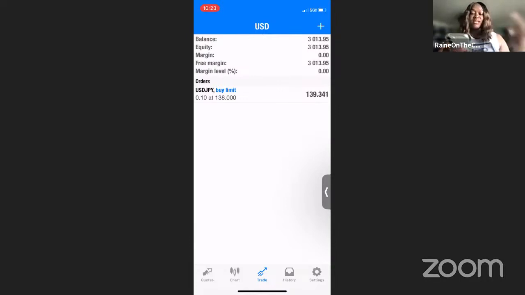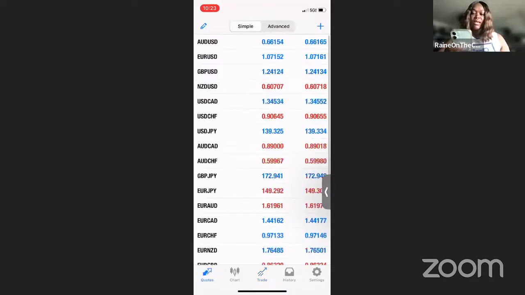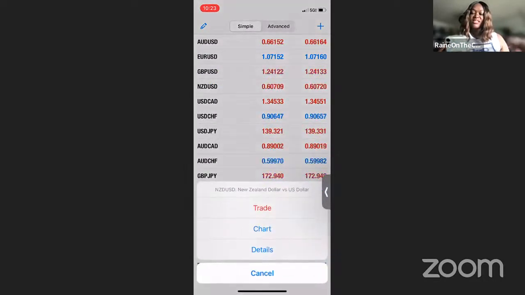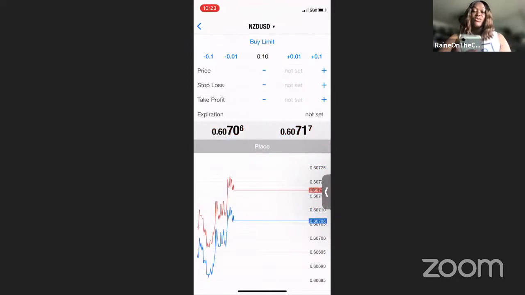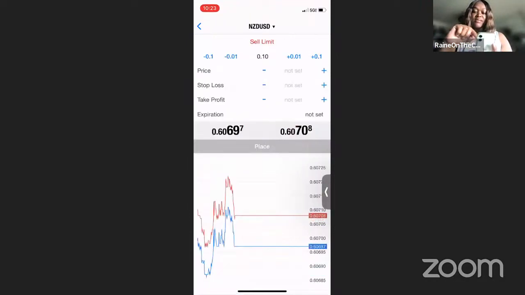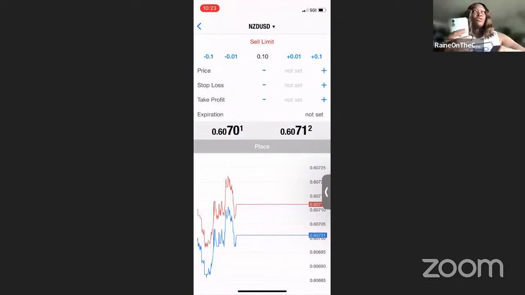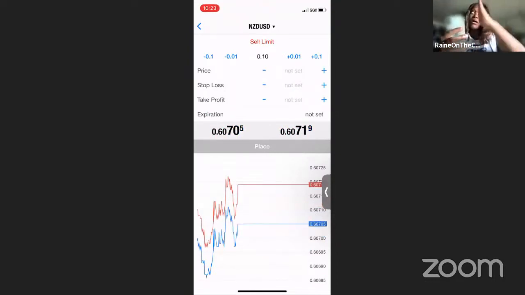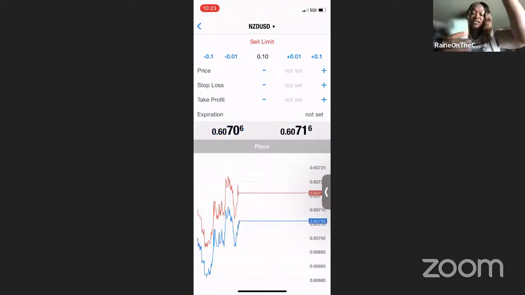Sell limit, same thing. So let's go to quotes. Let's say we're going to do a sell limit on NZD USD, hit trade. It's going to be on whatever you last did. So it's here on buy limit. We're going to change that to a sell limit. So sell limit, we want price to go down. So we need price to pull back up to the entry price that we have predetermined.